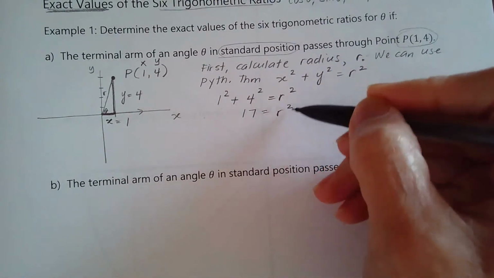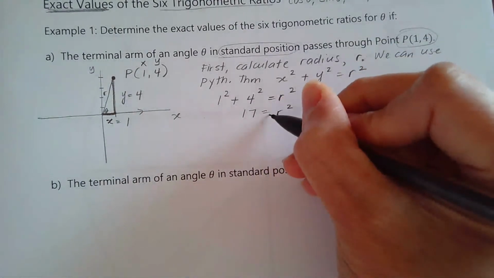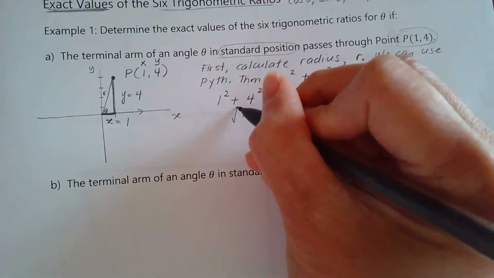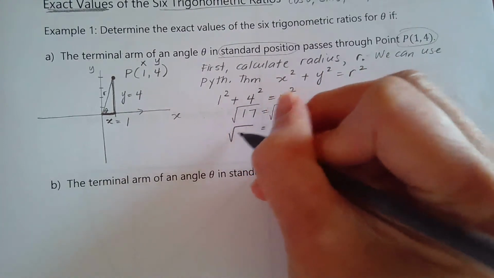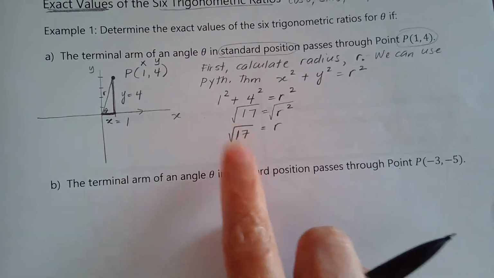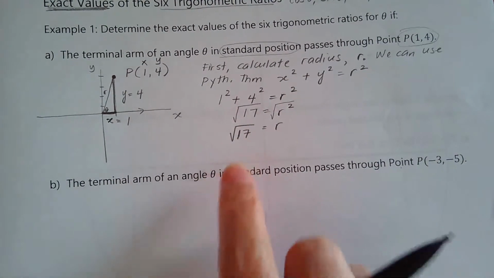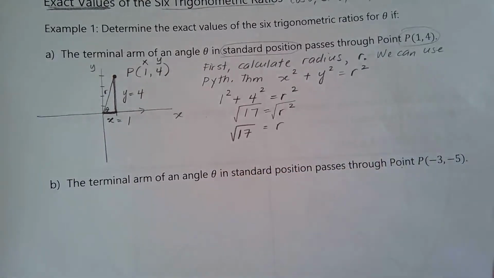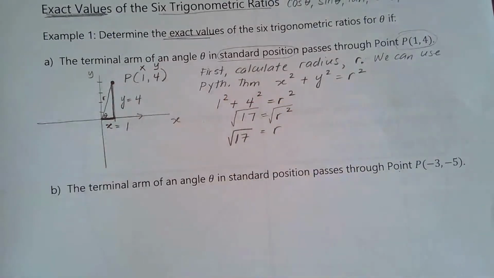And so r squared, we don't want r squared, we want r. So we have to take the square root of each side of the equation. So r equals root of 17. Now, root of 17 is an irrational number, and if we type it into our calculator, it's going to give us this long, non-terminating, non-repeating decimal. We want to just keep it like that because we want the exact value.